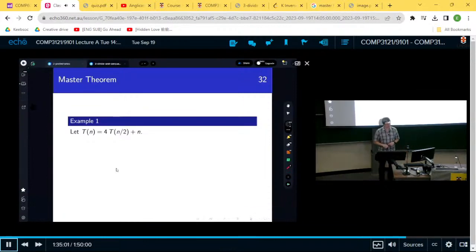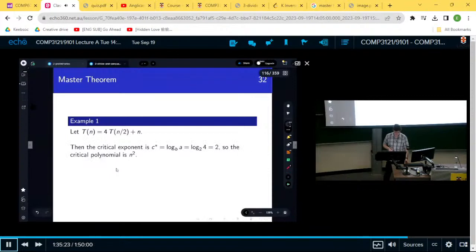Okay, let's go through a few examples. The first recurrence is T of n equals 4 times T of n over 2 plus n. That's basically like doing merge sort, but each time creating another instance of merge sort. So the critical exponent c star is log base b of a, so log base 2 of 4. So it's 2, and the critical polynomial is n squared.